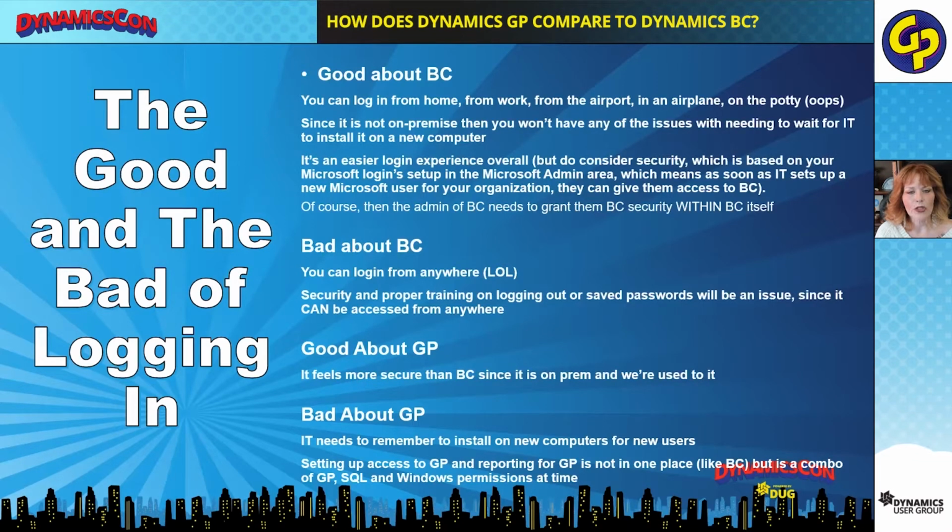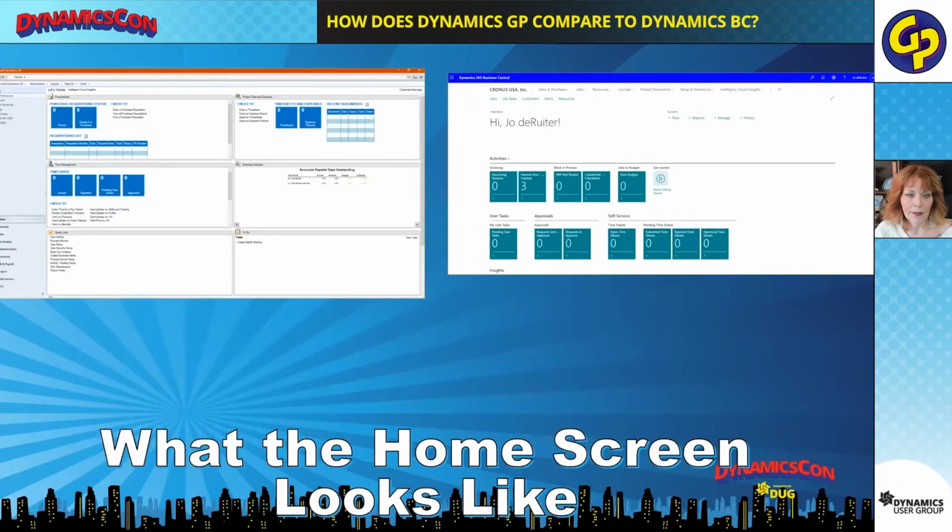GP is more secure. It feels more secure because it's on your network. You're logging into it like you're used to with a regular program on your computer. You can have a bunch of different windows open, that sort of thing. Whereas in BC, in one internet tab, you can have one window open, but that doesn't mean you can't open more windows on other internet tabs. So there's some workaround there. I happen to like the workarounds though.